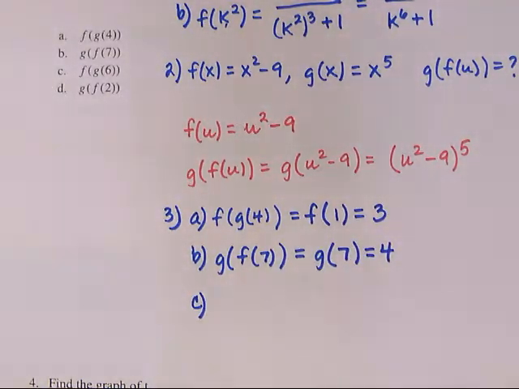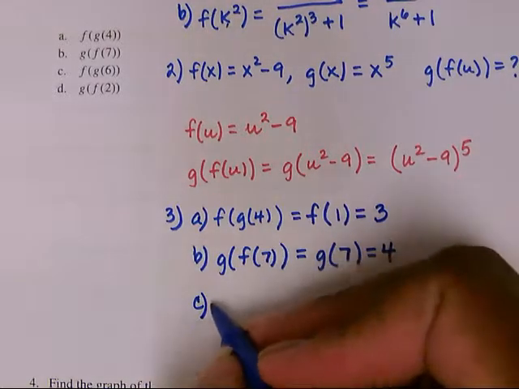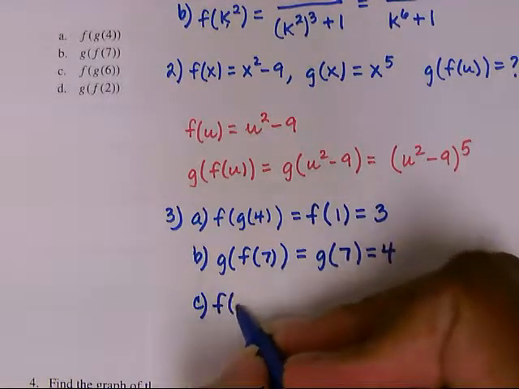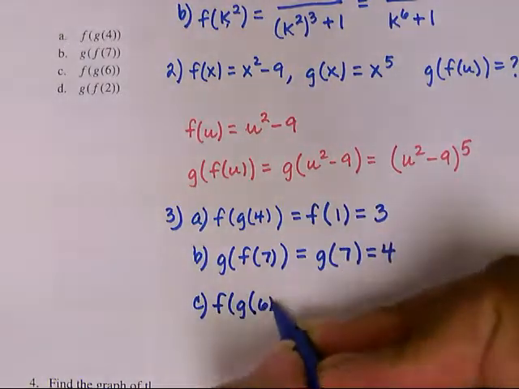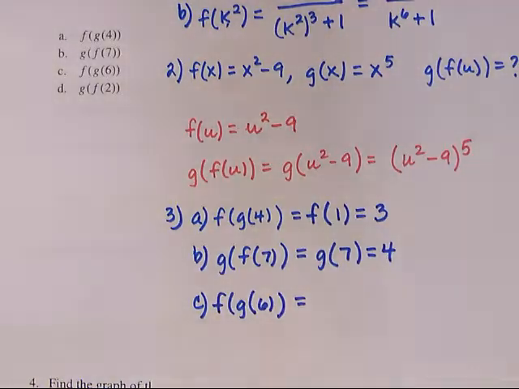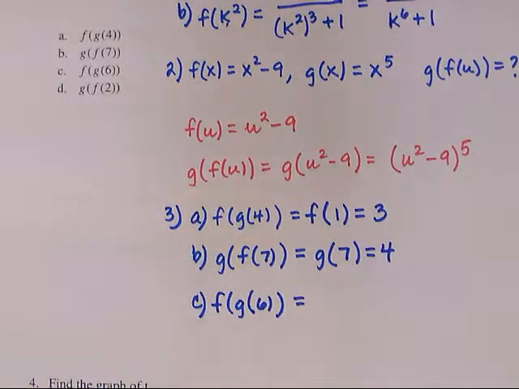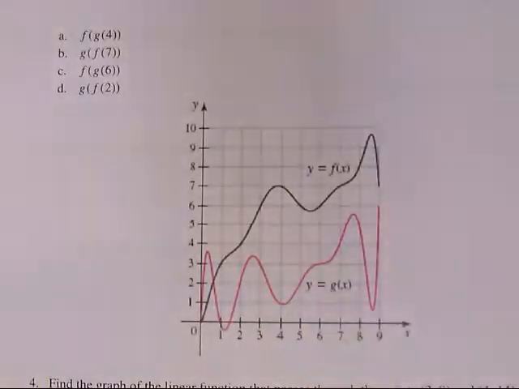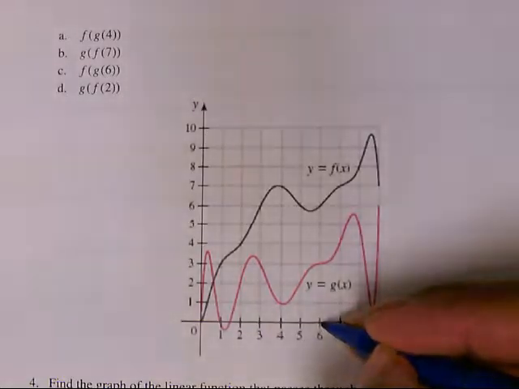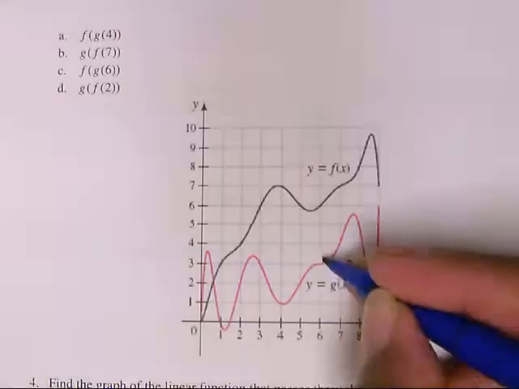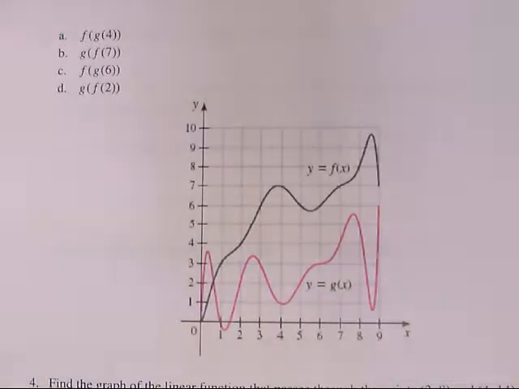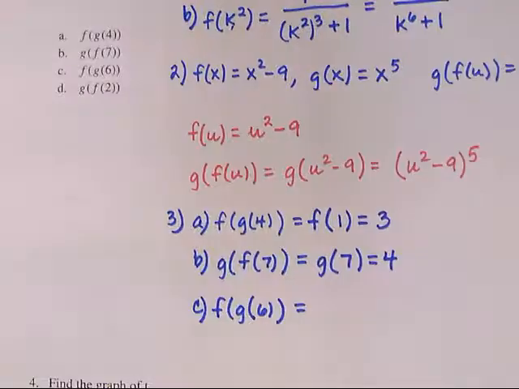Alright, part C. We've got f of g of 6. The inside function now is g of 6. So we're going to find out what g of x is when x is equal to 6. Well, at 6, that y value is going to be 3.